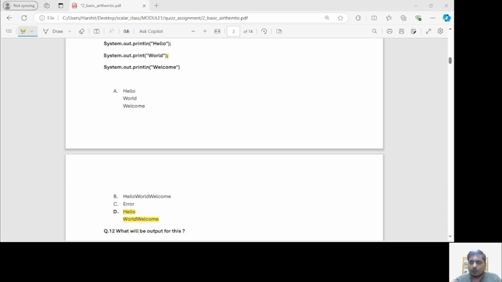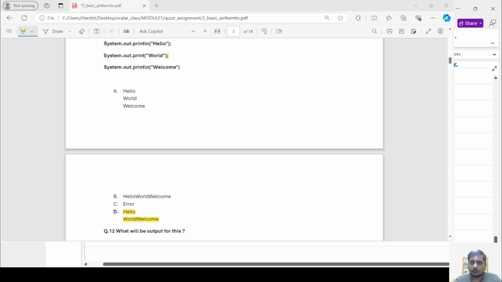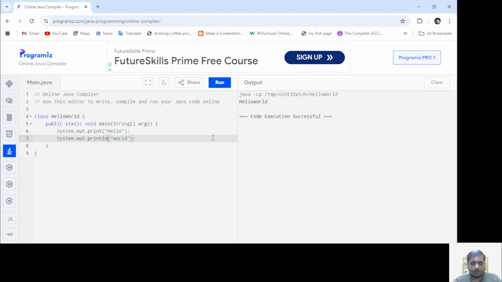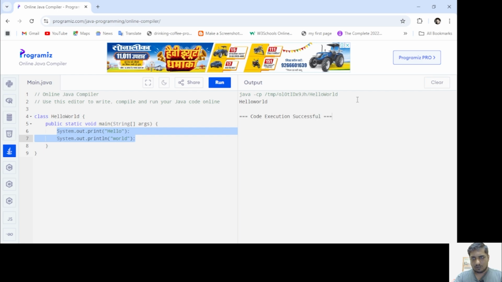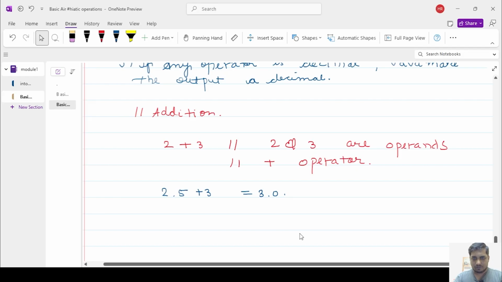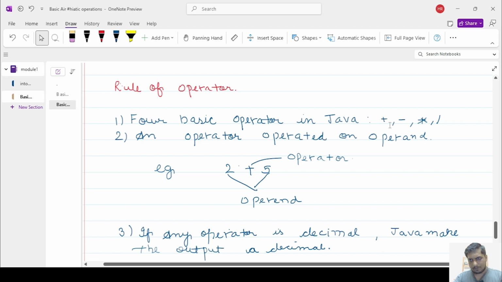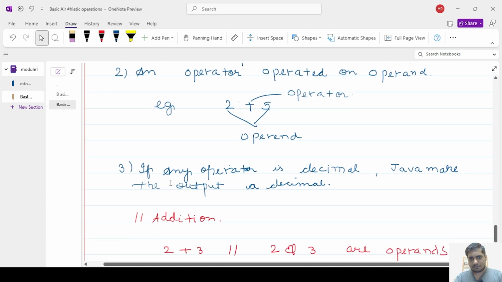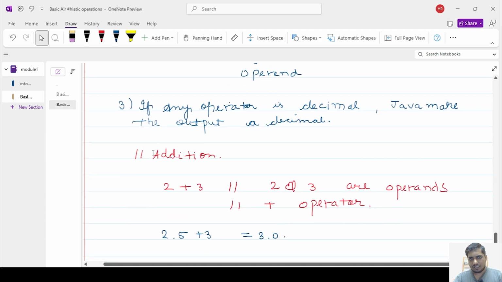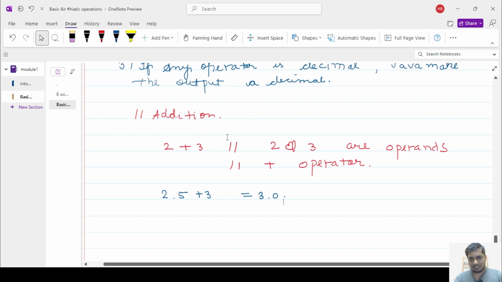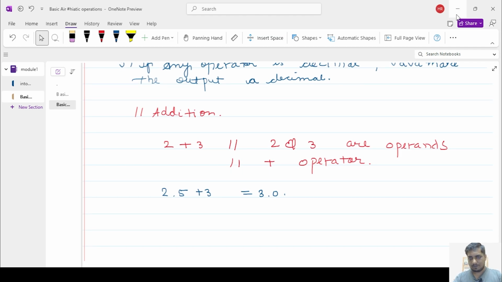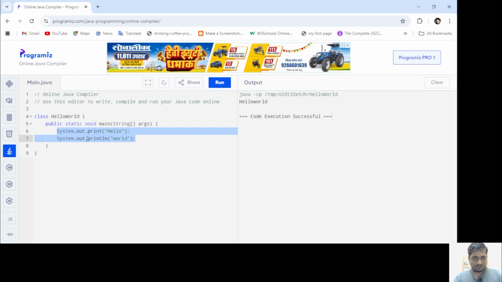Now we will see in the terminal to explain the addition. Okay, before going to the operator, just see what we have written. There are 4 basic operators called addition, subtraction, multiplication and division. These are the operands. Second point. And the third, if any operand is a decimal, Java makes the output decimal. So we'll come to the addition point. Now we will see in the terminal.